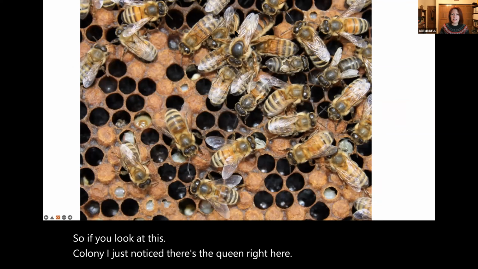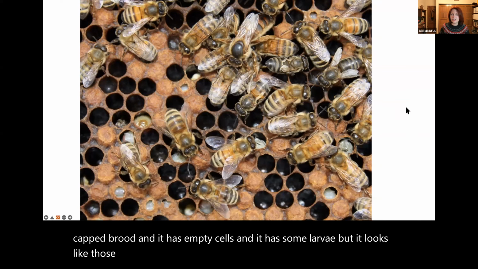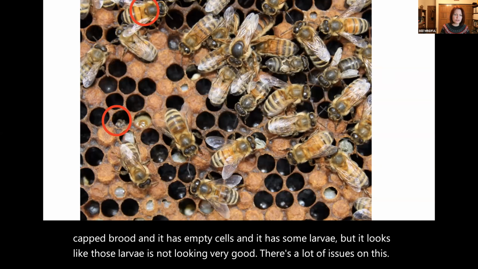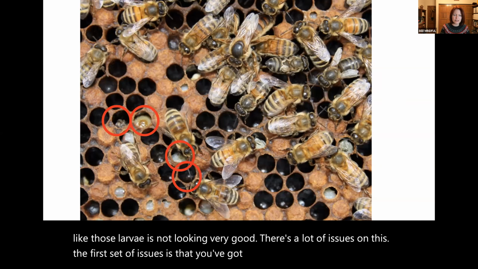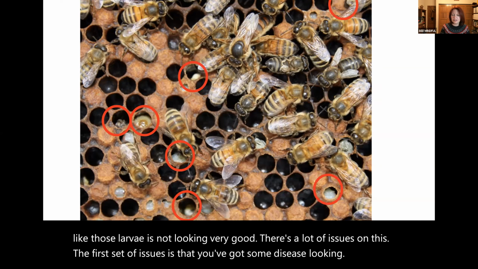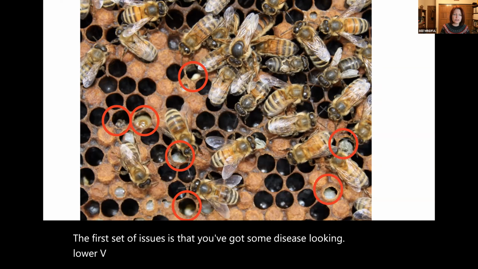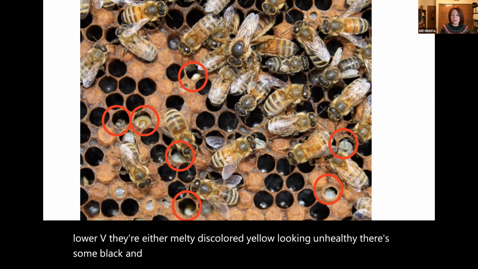But what I'm looking at actually is a lot of signs of issues. This comb has capped brood, and it has empty cells, and it has some larvae, but it looks like those larvae are not looking very good. There's a lot of issues on this. The first set of issues is that you've got some diseased looking larvae. They're either melty, discolored, yellow, looking unhealthy. There's some black and dark spots on there. Some of the capped cells have been opened.